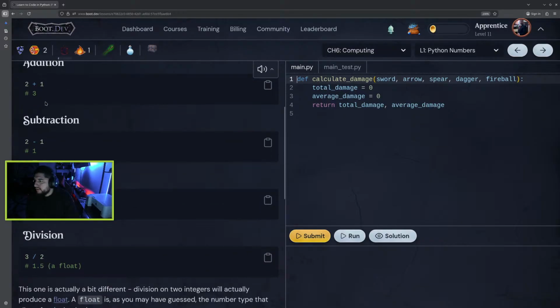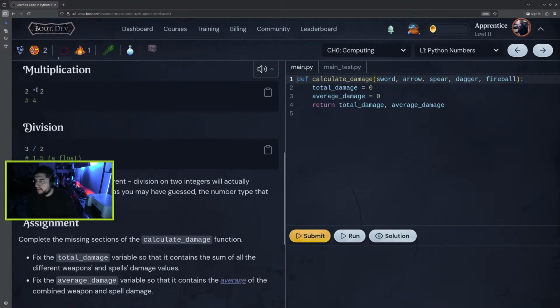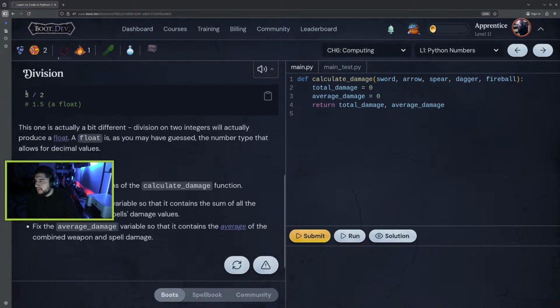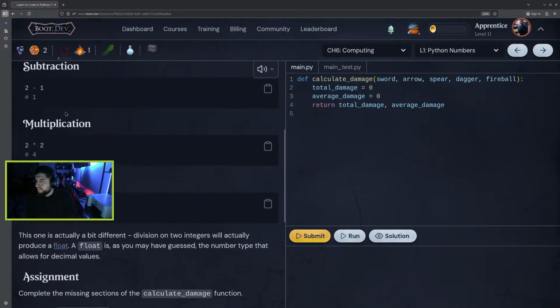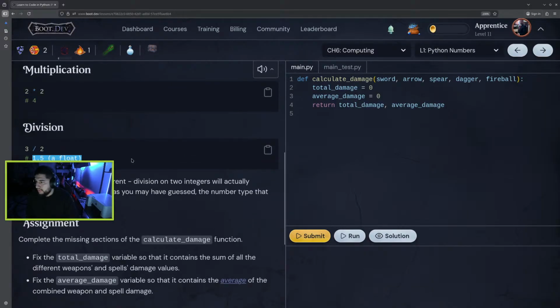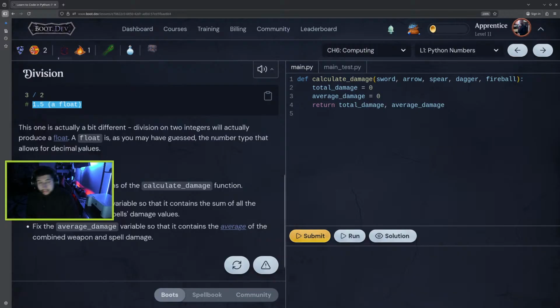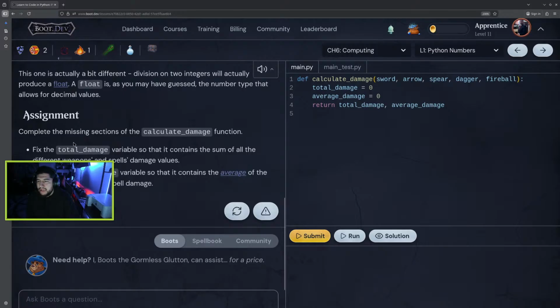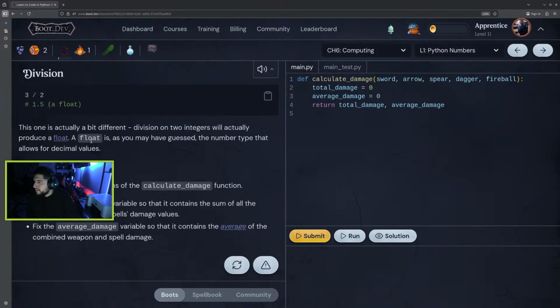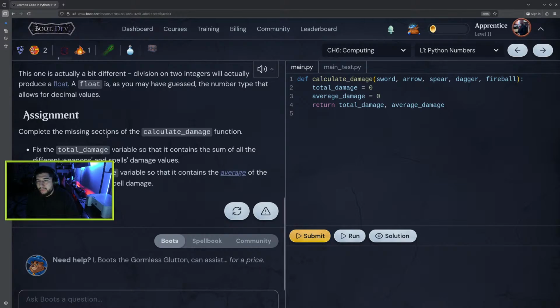Addition. 2 plus 1 is 3, in comments. Alright. Subtraction. 2 minus 1. Multiplication. 2 star 2. Division is 3 forward slash 2. This makes it a float. So it comes out as a float every time you divide. Basically it means you get a decimal instead of an integer. It can't be anything other than that, because you'll run into issues. This one is actually a bit different. Division on 2 integers will actually produce a float. A float is, as you may have guessed, a number type that allows for decimal values.